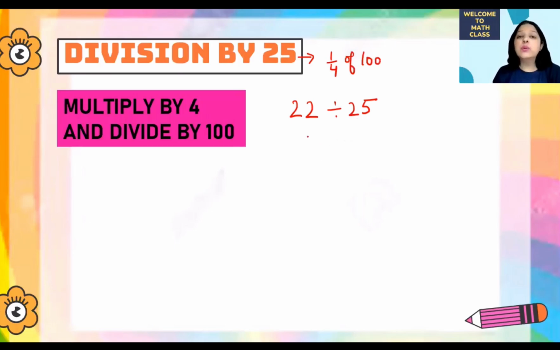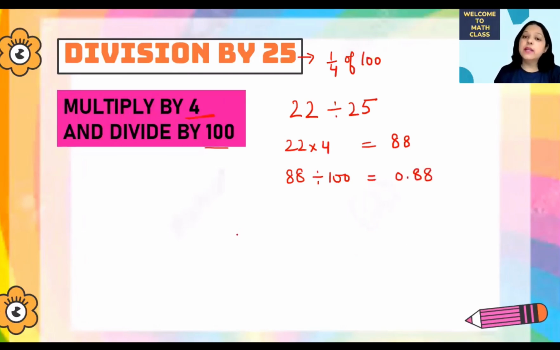So if you want to divide any number by 25, the concept says to multiply the number by 4 and then divide your answer by 100. So the number is 22. First step, you multiply 22 by 4. The answer is 88. And when you divide 88 by 100, the answer will be 0.88. So 22 by 25, the answer is 0.88. So there are two steps in this trick. First step is multiply the number by 4 and step number 2 is divide the number by 100.